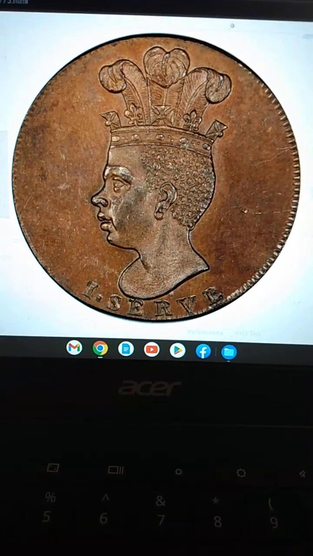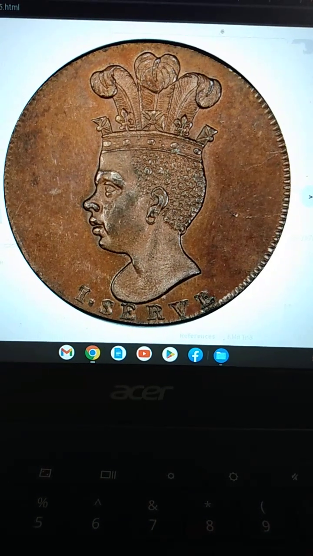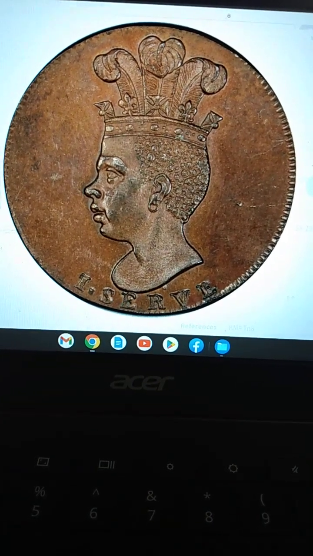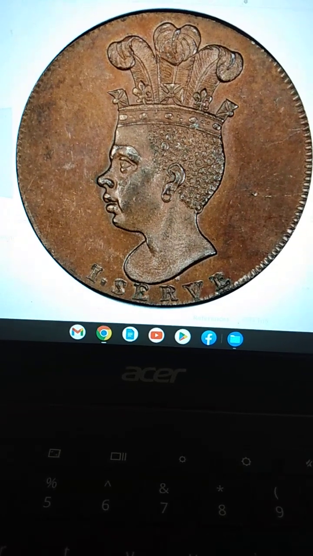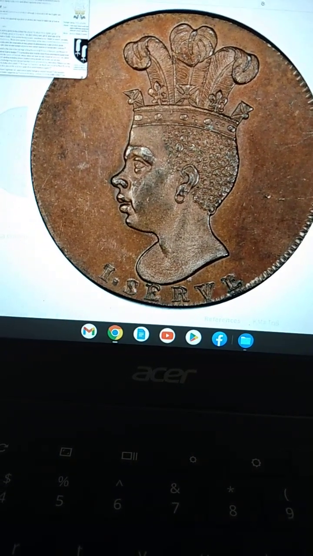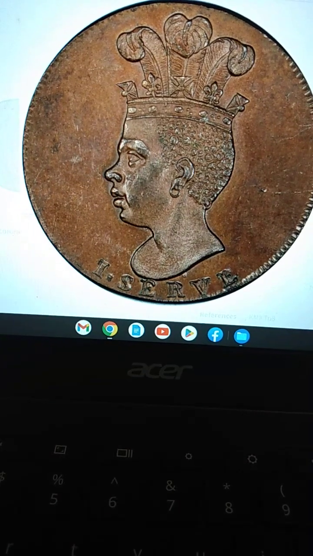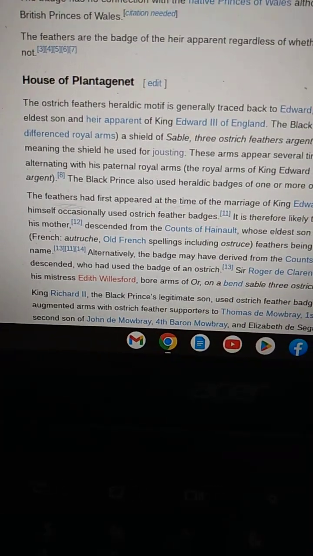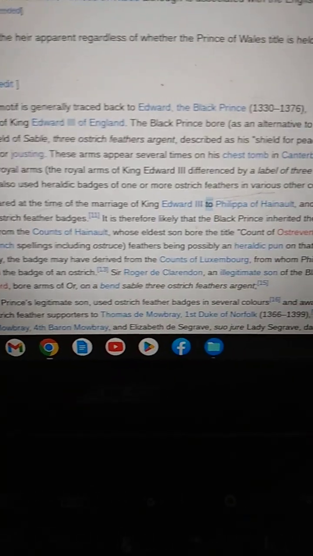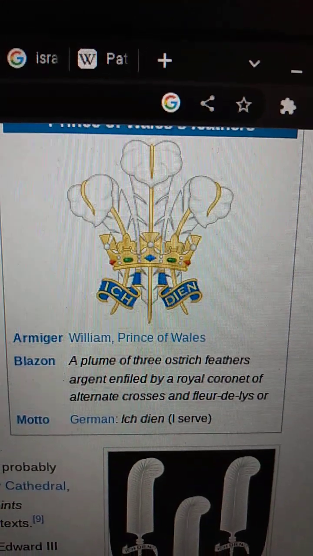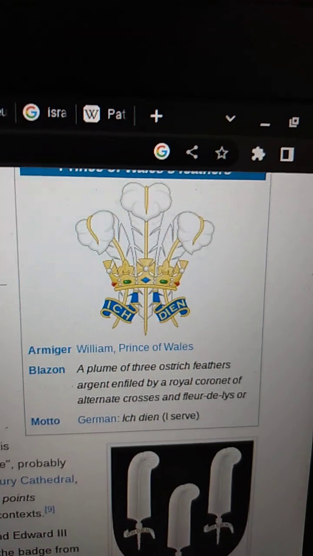Now, this is Prince Edward the Black. Prince Edward the Black. And this is history. This is circa 1330 to, I believe, 1340. Don't quote me. But this is Prince Edward the Black, bearing the three-feather crown of Wales with the ostrich feather, three ostrich feathers. Now, we're going to prove that the ostrich feather heraldic motif is generally traced back to Edward the Black Prince, 1330 to 1376.